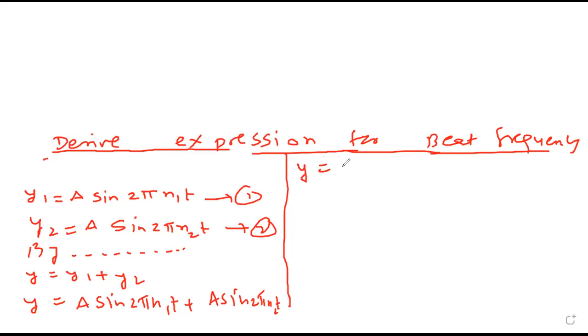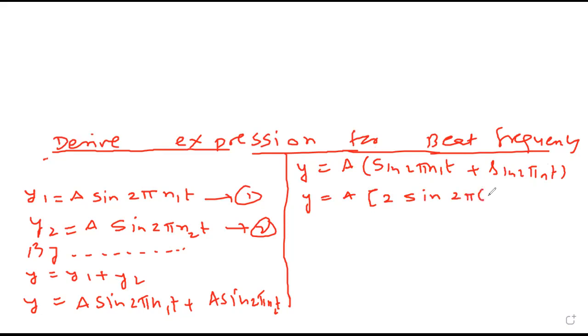Therefore, A we can take common. You get inside sine 2 pi n1 t plus sine 2 pi n2 t. What is the formula for sine C plus sine D? It is 2 times sine of C plus D into cos of C minus D. This is the formula I have used.